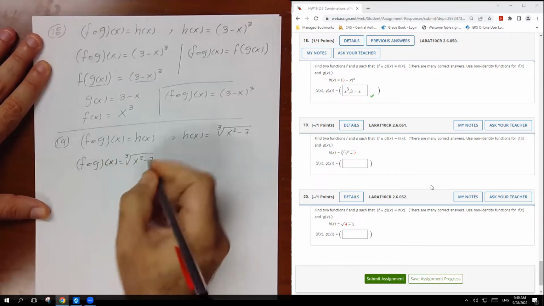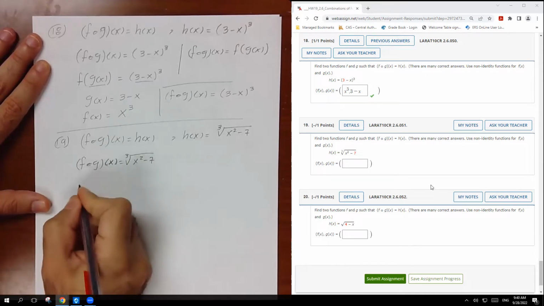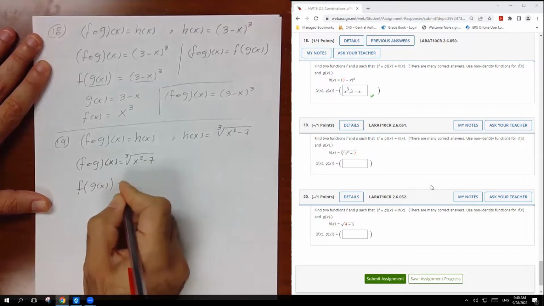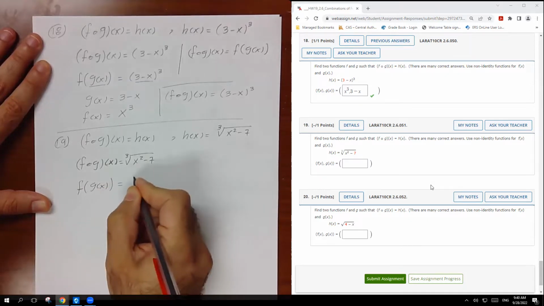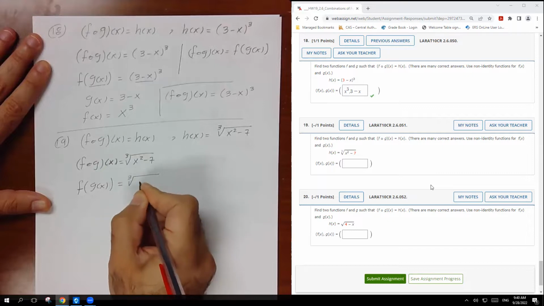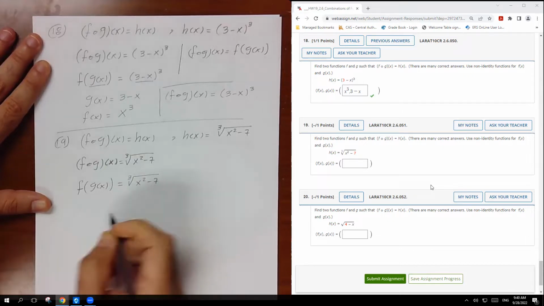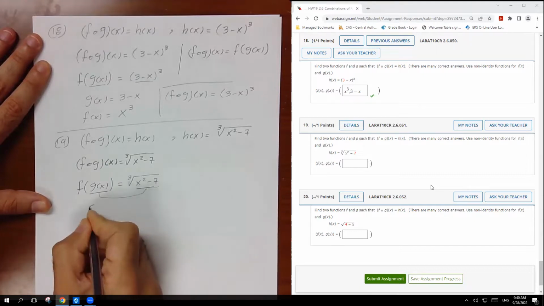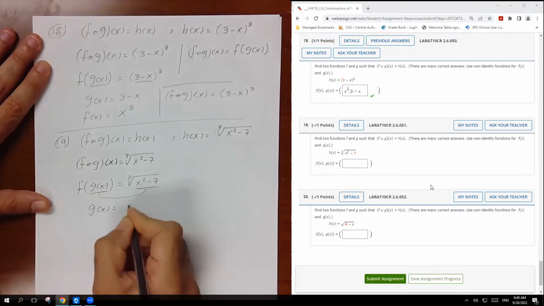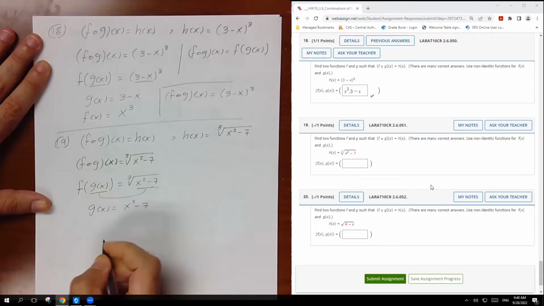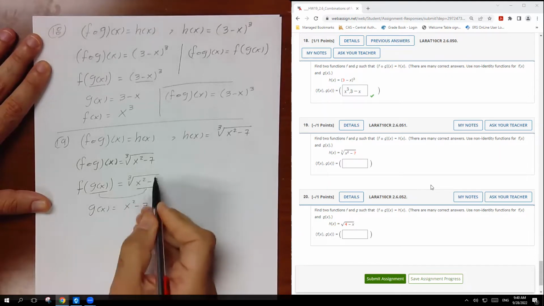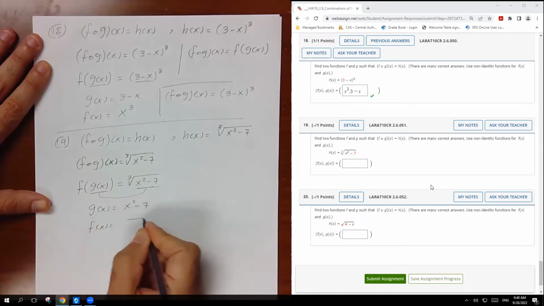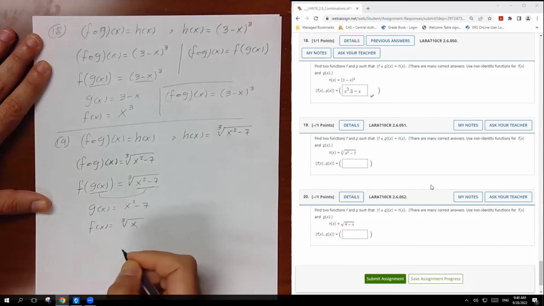That means in this case, f is out, g of x inside, which equals the cubic root of x squared minus 7. Now g of x is everything inside. So g of x is going to be x squared minus 7. F of x is going to be the outside function. F of x is going to be the cubic root of x.